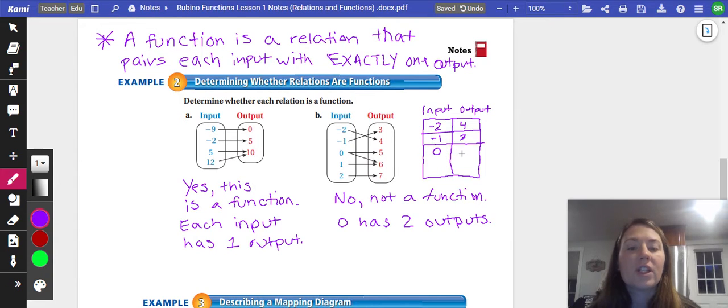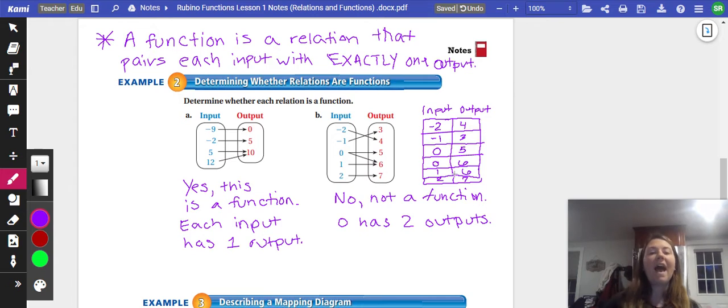Okay, so just like we did with ordered pairs, we're going to write this as two different rows in the table, 0, 5 and 0, 6. Next one is 1, 6. And we have one more, and that would be 2, 7. Okay, so this is what this would look like if we were to have it in the format of a table. It's similar to listing the ordered pairs.